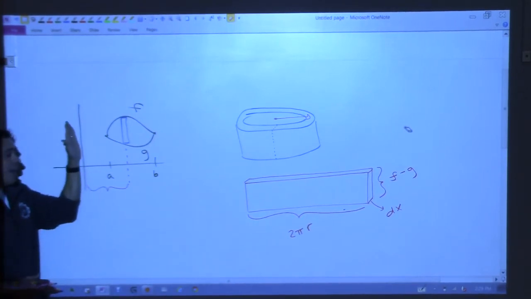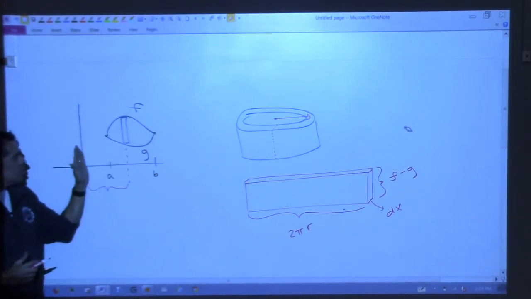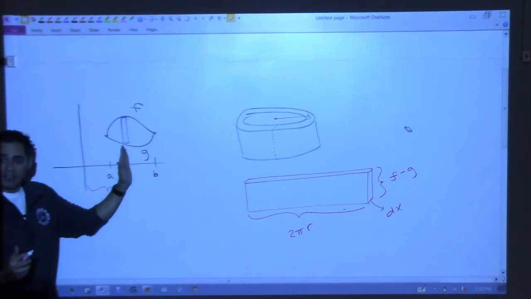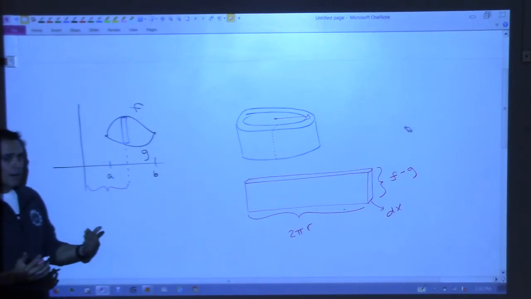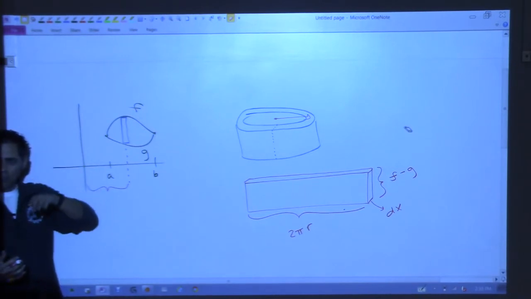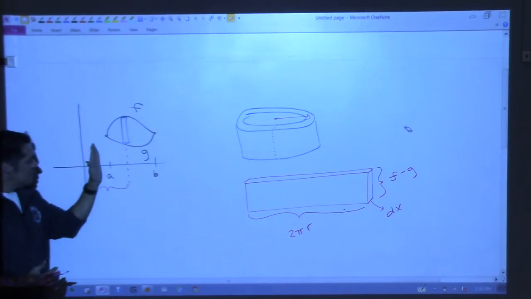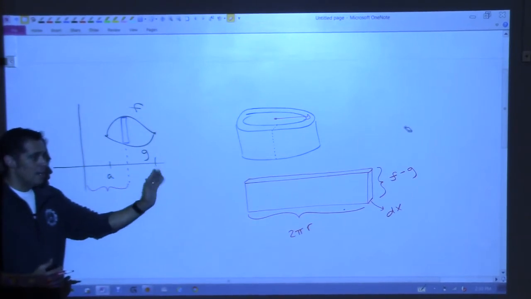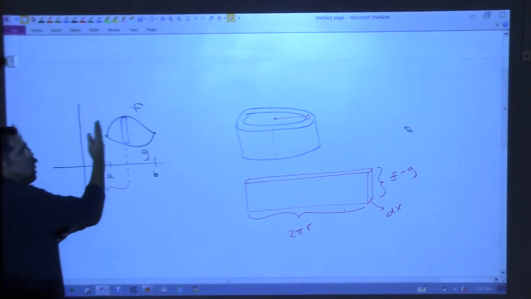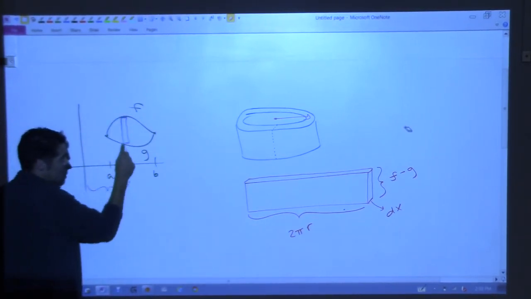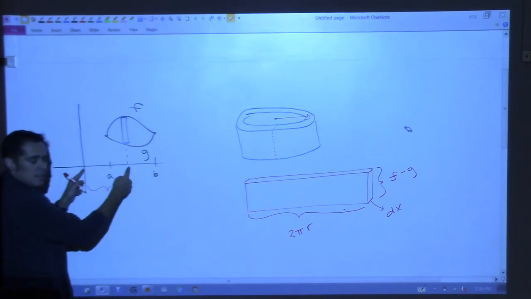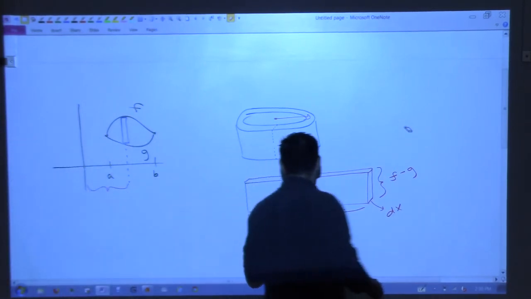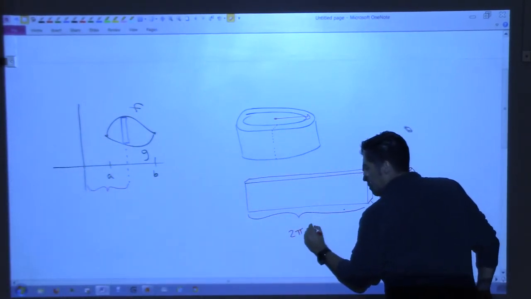The distance from the axis of rotation to our rectangle is x, because x in the problem is going to vary between where and where. When we integrate, we do our summation. We're letting x go from where to where? From a to b, right? If I draw an arbitrary rectangle in here, that distance from here to here is the x coordinate exactly. So this is 2 pi r, but the radius is actually x.